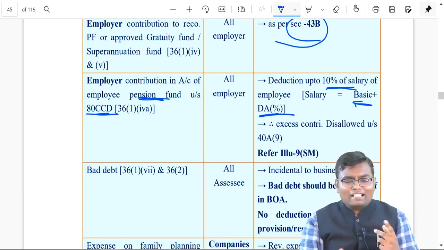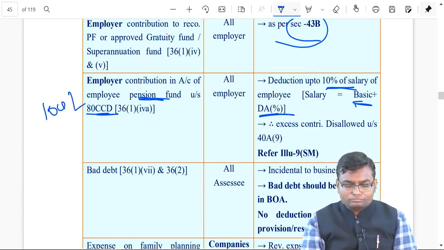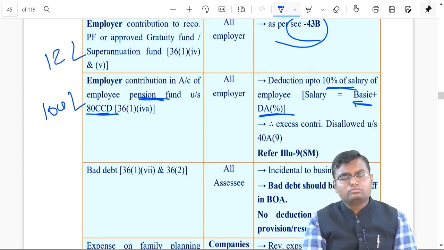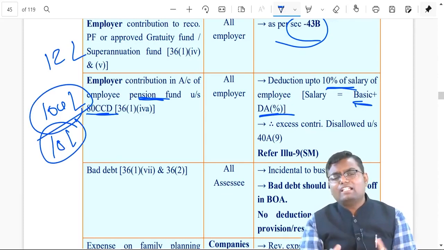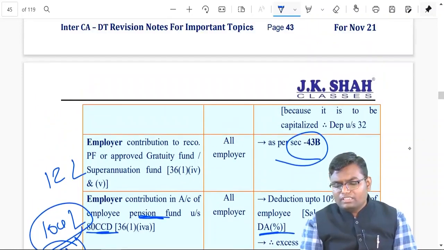So let's say salary of employee is 100 lakhs. Employer contributing 12 lakh. Deduction employer will get only 10 lakh rupees, which is 10% of the salary. Excess 2 lakh disallowed to the employer. One more point is there over here which I have not covered in the notes.